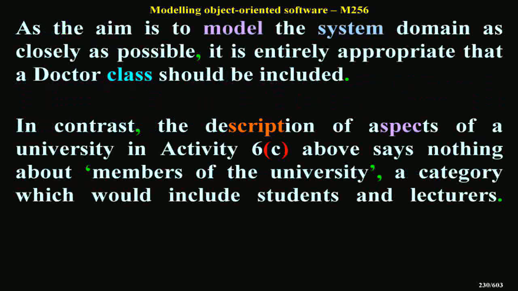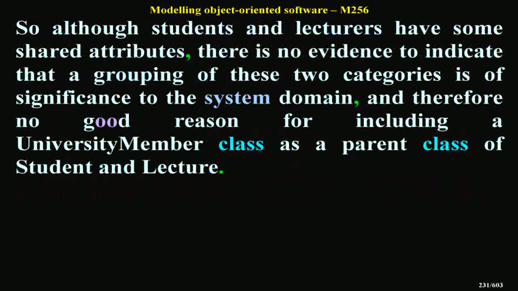In contrast, the description of aspects of a university in Activity 6C above says nothing about members of the university, a category which would include students and lecturers. So although students and lecturers have some shared attributes, there is no evidence to indicate that a grouping of these two categories is of significance to the system domain, and therefore no good reason for including a university member class as a parent class of student and lecturer.